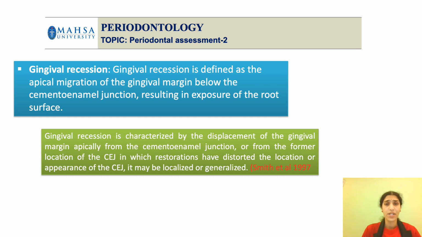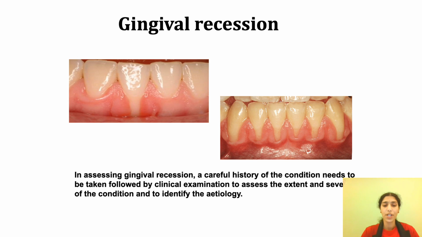for considering the amount of gingival recession, or whether there is gingival recession present or not. This gingival recession can be localized to a few teeth or a single tooth, or it could be present on multiple teeth. Now let us see how to examine gingival recession. You can see in this picture that the gingival recession is present only on a single tooth over here, but here you can see multiple teeth which have gingival recession.